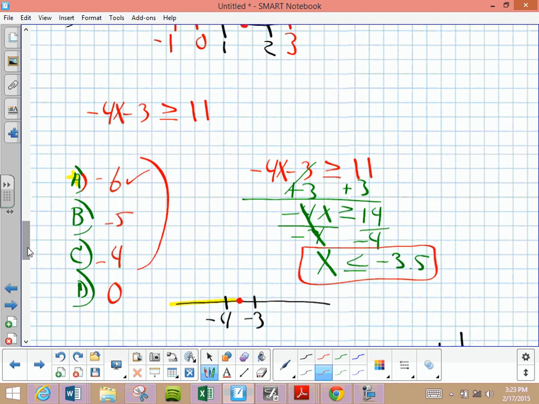So this one's covered, right? And so is this, and so is this. But the zero is not. Zero is way over here. Are we good?